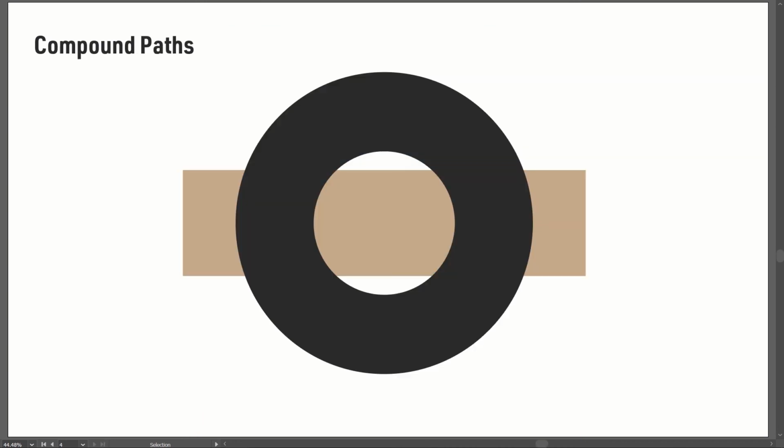So let's talk about compound paths. So what is a compound path? A compound path is also like a group, but instead of grouping different objects together, it turns multiple paths and objects into one object. You can still edit the paths, but they all have the same appearance.